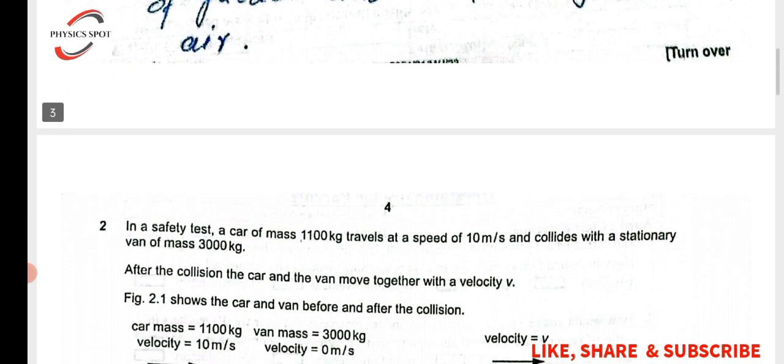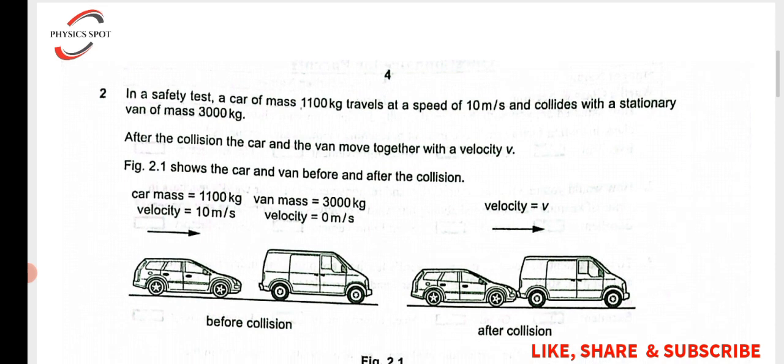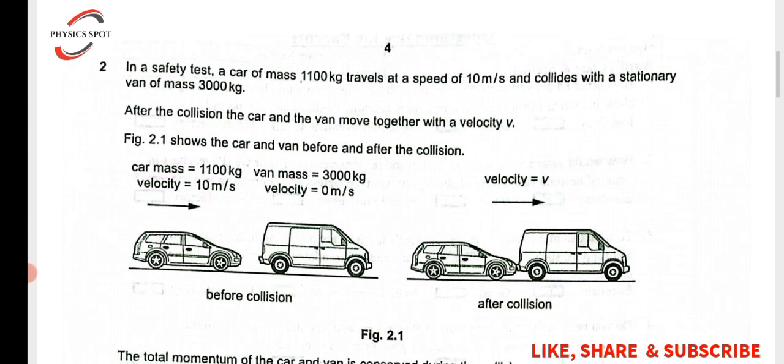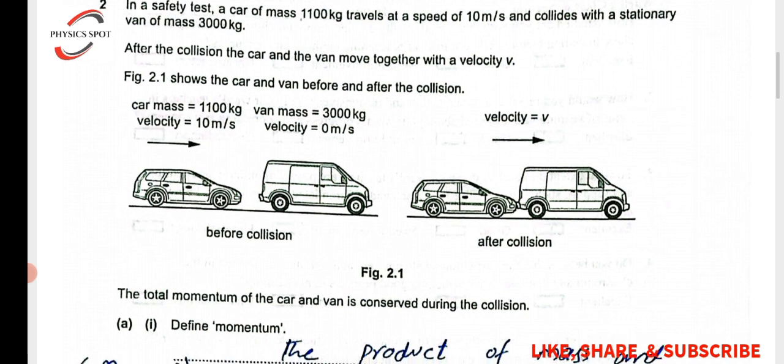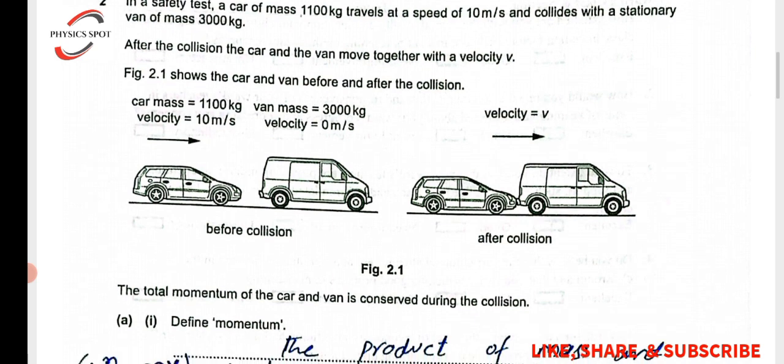Next is question number 2. In a safety test, a car of mass 1100 kg travels at a speed of 10 meters per second and collides with a stationary van of mass 3000 kg. After the collision, the car and van move together with velocity v. Figure 2.1 shows the car and van before and after collision. The data is also mentioned: mass of car 1100 kg, initial velocity 10 meters per second, mass of van 3000 kg, and initial velocity 0 meters per second, meaning it is stationary.